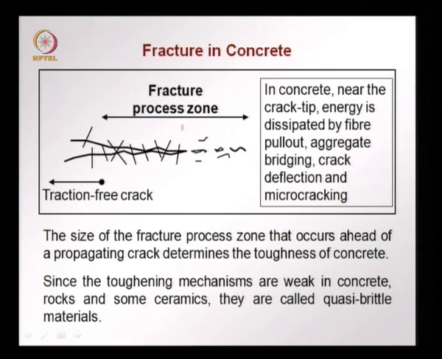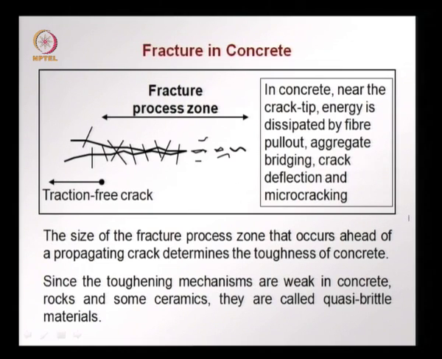If there is a very hard aggregate here, the crack will rather go around if the interface is weaker, rather than going through the aggregate. There is also some micro cracking due to the defects that occur. So, all this together dissipates energy during cracking, and this is called the fracture process zone, which occurs in front of the traction free crack, that is the part of the crack where there is no bridging between the crack faces, that is called a traction free crack.